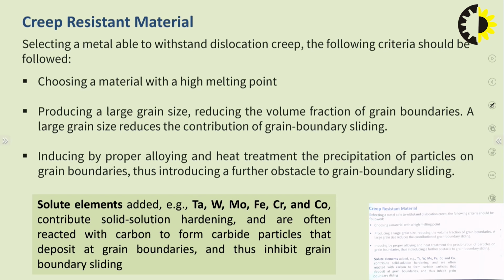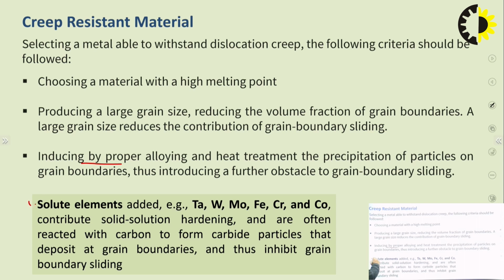Now creep resistant materials. There are some bases like choosing a material with a high melting point, producing a large grain size, reducing the volume fraction of grain boundaries. A large grain size reduces the contribution of grain boundary sliding. And the third one is strengthening by proper alloying material and applying heat treatment. You can easily get over this creep with these things.